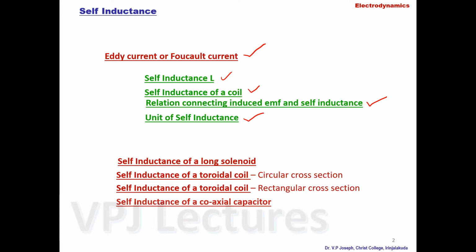After that, we will consider in detail the self-inductance of a long solenoid, which is of much importance in different fields, and we will extend that to a toroid coil of circular cross-section, and in a special manner to a toroidal coil of rectangular cross-section. And finally, we will conclude with the self-inductance of a co-axial capacitor.